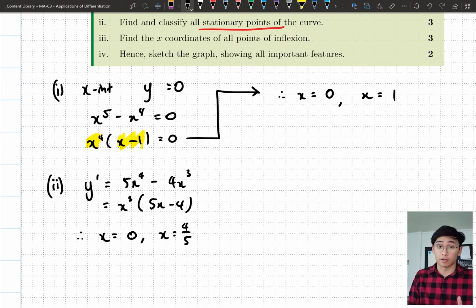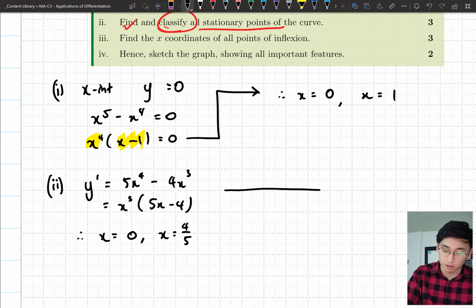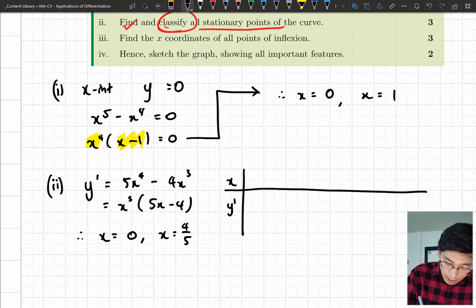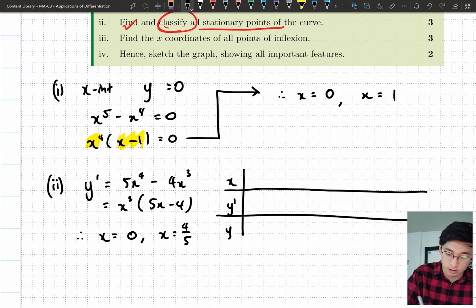Okay, cool. So we've got that. Now we've found our stationary points, but we also need to classify them. This time, I'm going to use the table method that we talked about in the first couple of lessons. So I'm going to draw up my table. I'm going to have x, the first derivative, which in this case is y dash, and my original function, so here y. So I'm going to put in my two stationary points.